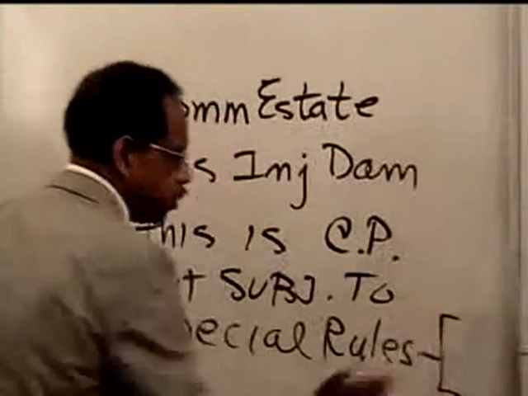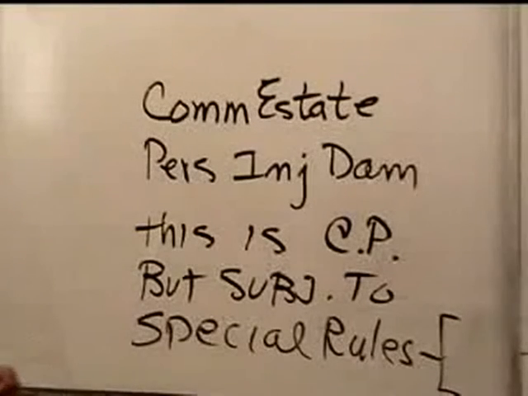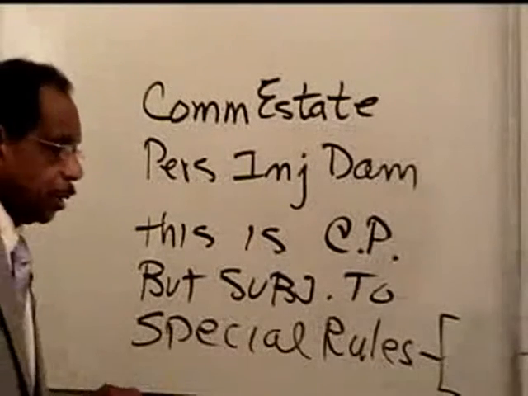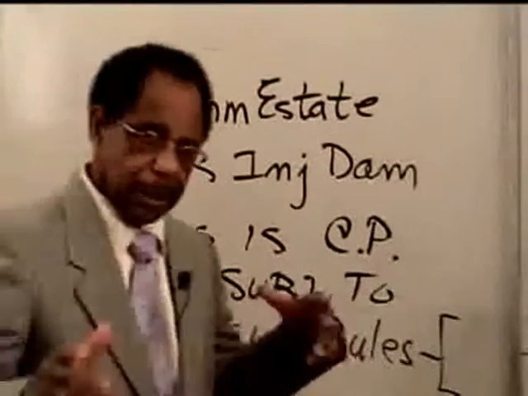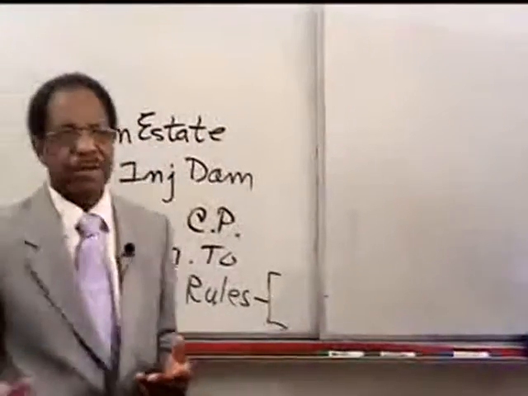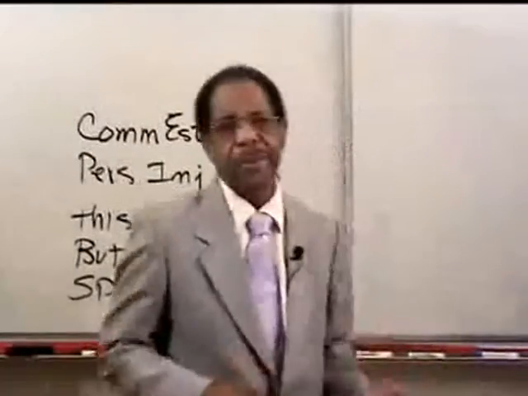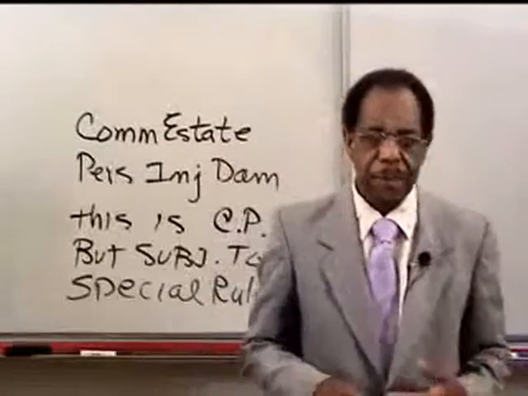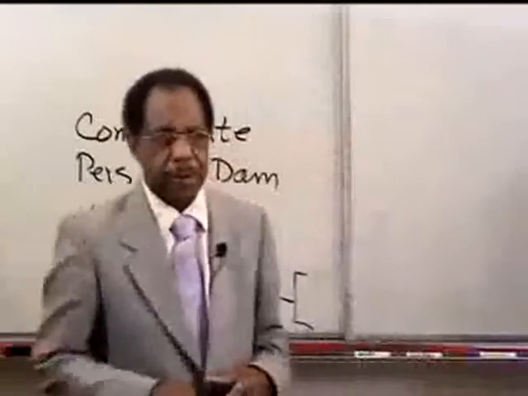And there are 2 special rules that it's subject to. One of them is the one I just told you about. That is that if the injured spouse has the exclusive right to manage and control this, and you let it get commingled with other ordinary community property, then it becomes ordinary community property.